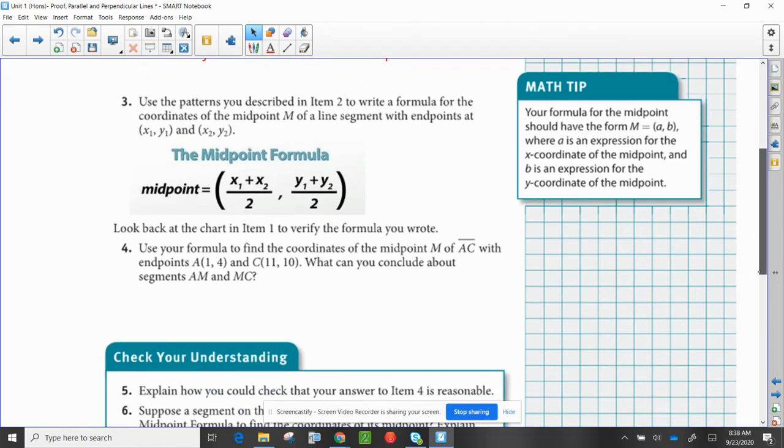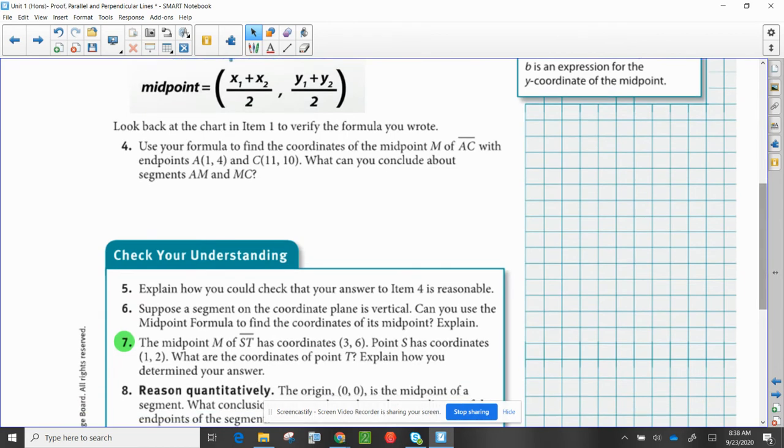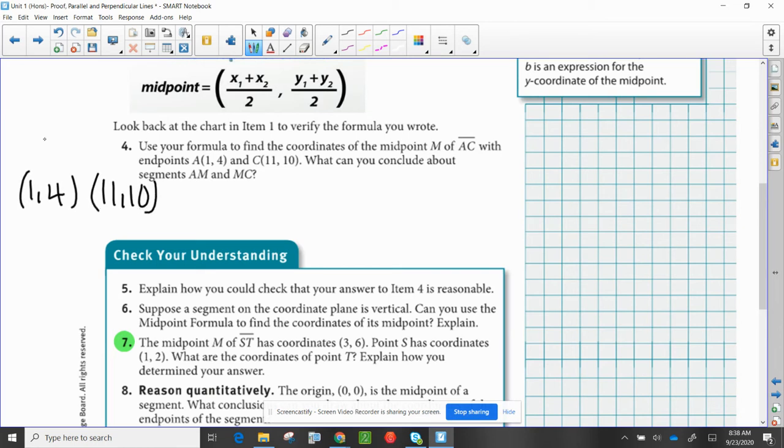Okay, so we're going to try one together here, number 4. Use the formula to find the coordinates of the midpoint M of AC. Our points are 1, 4, I'm just going to rewrite these, and 11, 10. So this is A, C, kind of like this.